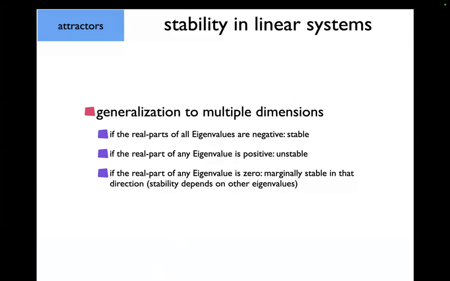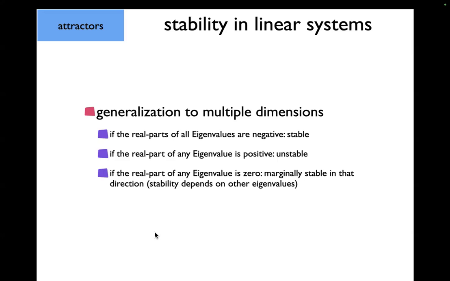Those of you who had linear algebra might remember that in a multidimensional system, the equation becomes a vector equation, and the linear coefficient there in front is a matrix, and that matrix can be diagonalized, and it has eigenvalues, and it's the real part of the eigenvalues that determines stability. If the real part of the eigenvalues is negative, then you have an asymptotically stable state, and this has to be true for all eigenvalues, then it's an attractor.